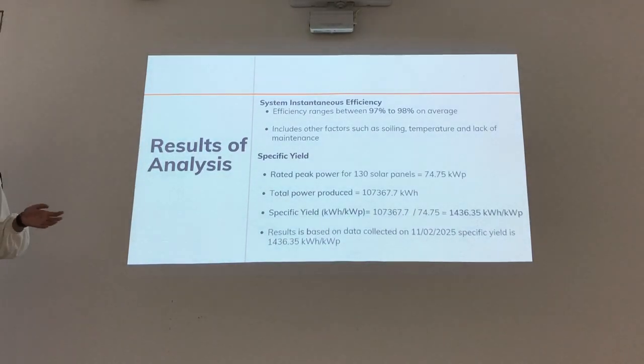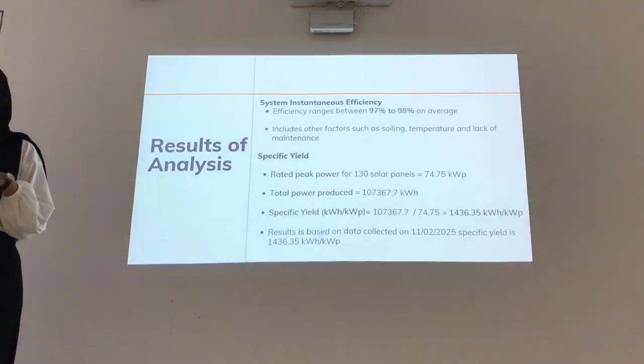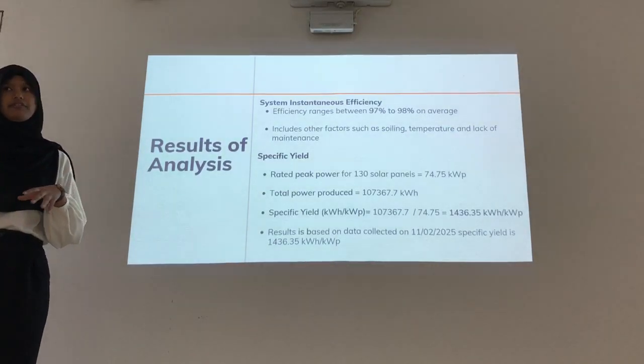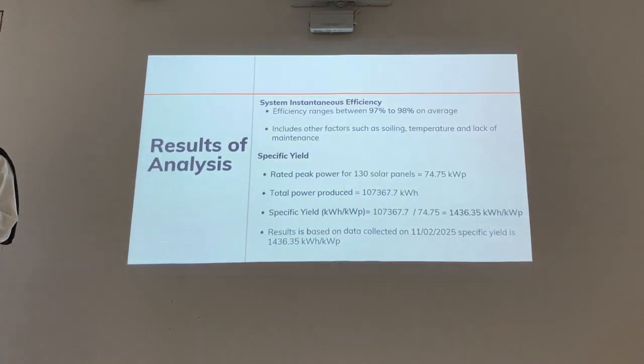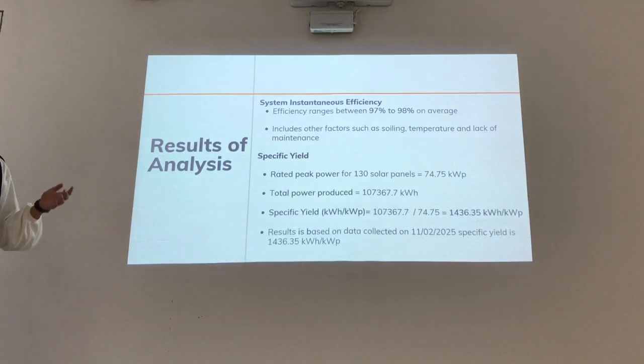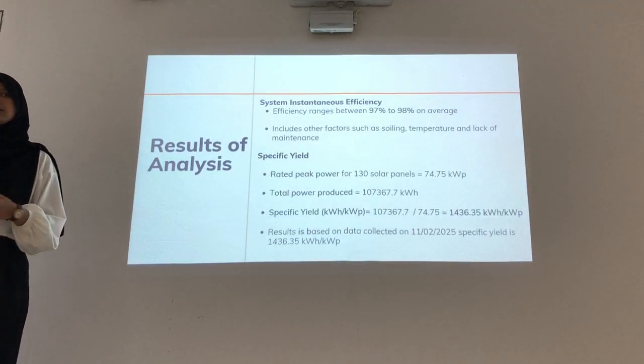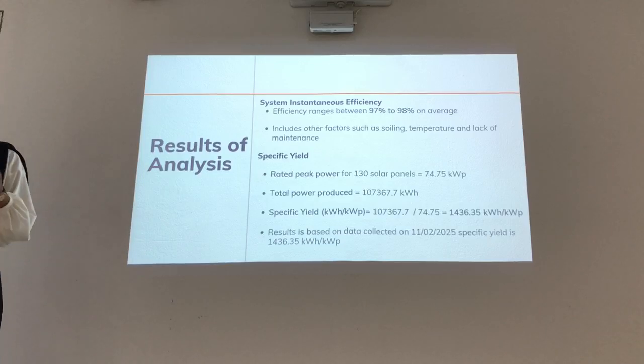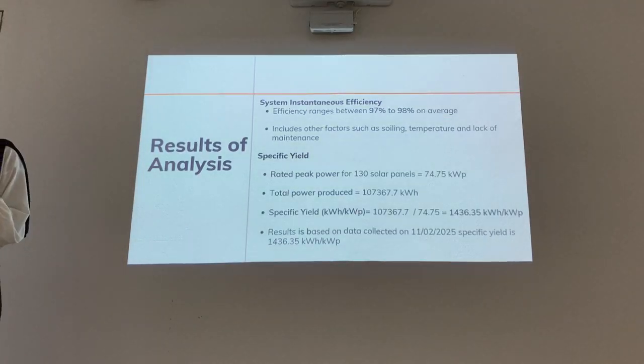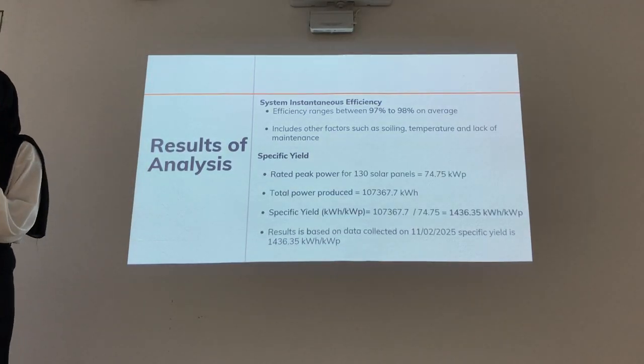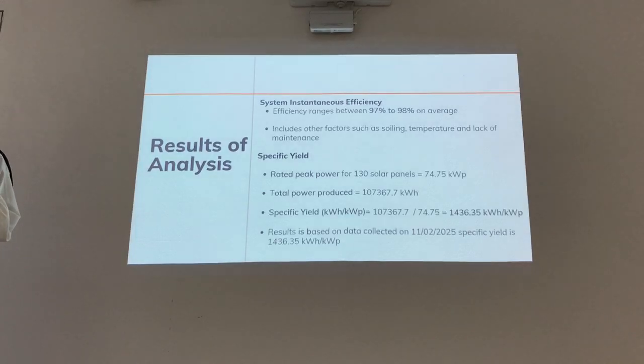Moving on to the system instantaneous efficiency, it was roughly about 97 to 98% on average during the peak hours, which means that during 10 a.m. to 1 or 2 p.m. And the specific yield that I calculated based on the data collected on the 11th of February was about 1,436 kilowatt hours per kilowatt peak, which means it's about the typical range that it should be.